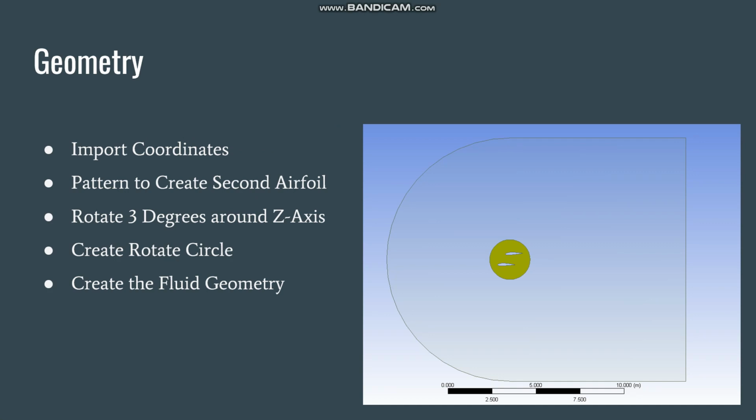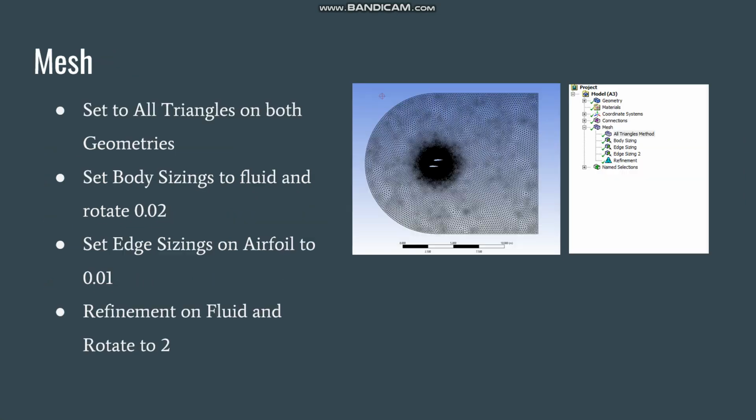So we imported the coordinates that I got off a website that generates coordinate files for different airfoils. I used the pattern to create the second airfoil instead of trying to import the coordinates a second time. And I rotated that top airfoil 3 degrees around the z-axis. You create a rotate circle, and I created the fluid geometry. And after that, we go on to the meshing.